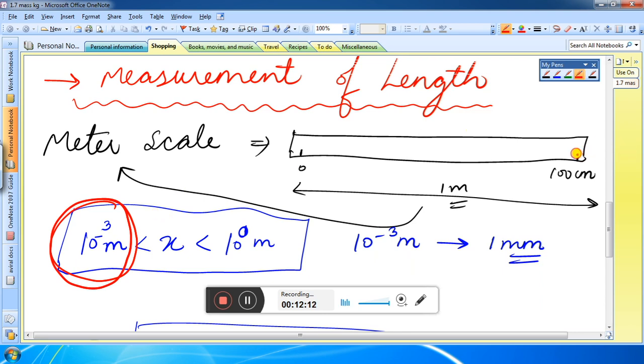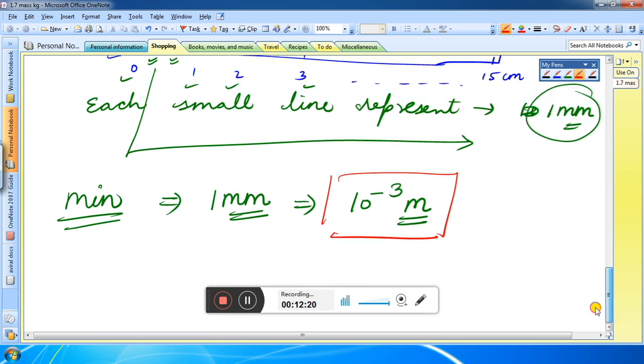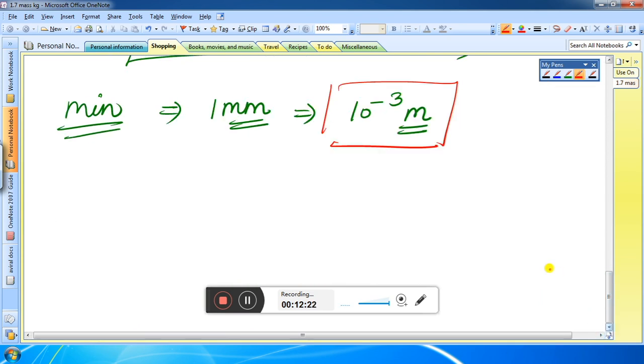You all people will say, sir, the scale has a maximum range of 100 centimeter. That means 100 centimeter only we can measure, right? So maximum we will say we can measure 100 centimeter.